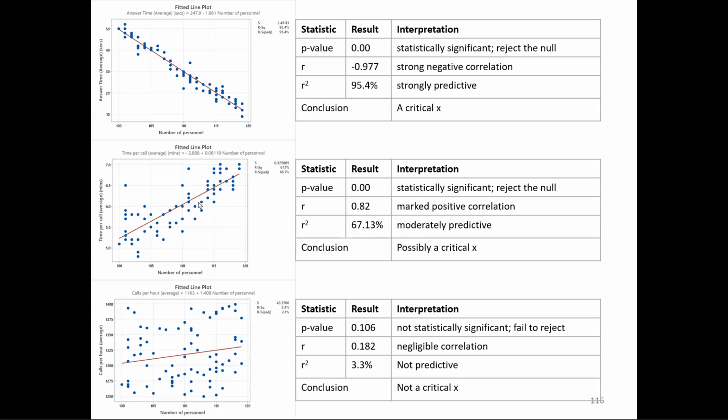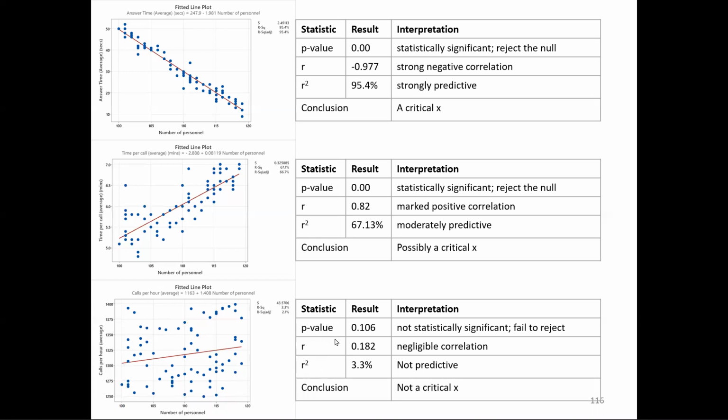But there might be something else that we would look at. If we're looking to affect the time per call, number of personnel would not be the only place that I'd look. And then down here, we have the results. We look for the association between number of personnel and number of calls per hour. Our p-value is 0.106. It's not statistically significant. We would fail to reject the null hypothesis. And we'd say there's not a relationship between the number of personnel and the calls per hour.